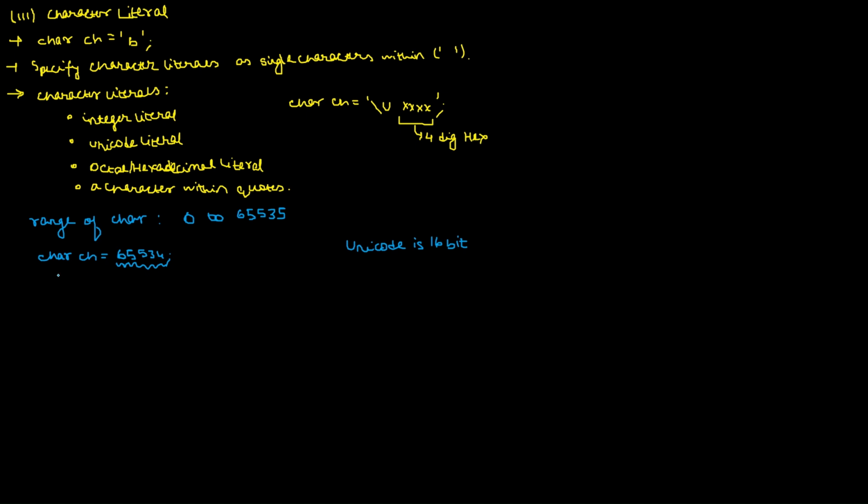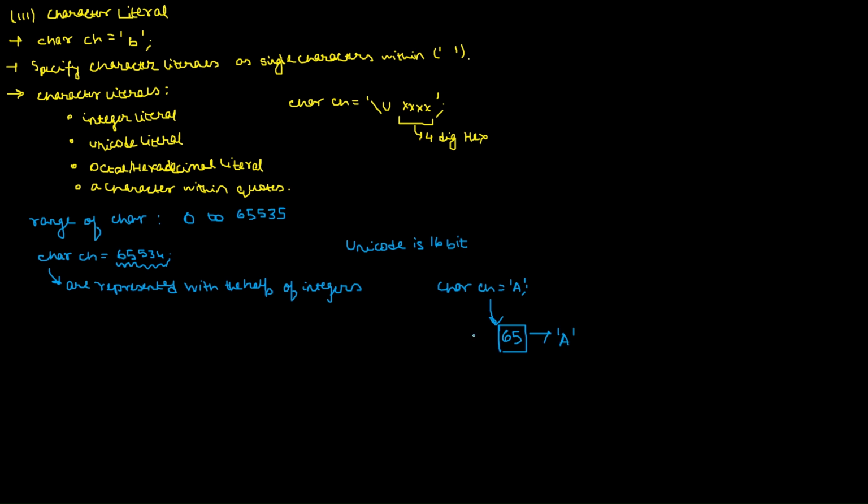Now this is obviously something interesting because internally characters are represented with the help of numbers, with the help of integers. So basically, any character value you write, let's say char ch is equals capital A, internally ch stores a value of 65. 65 is the Unicode value for capital A.